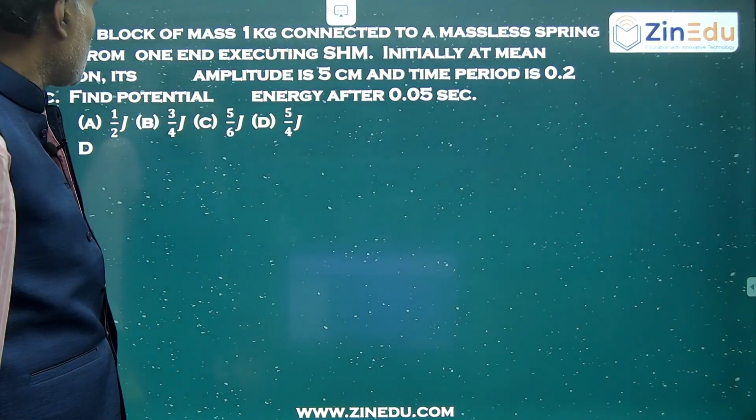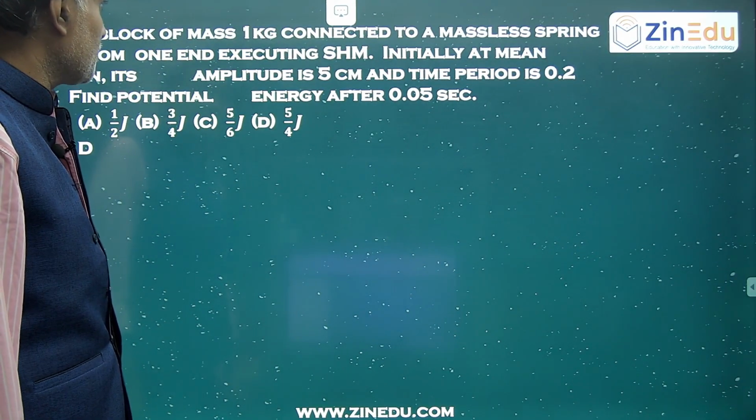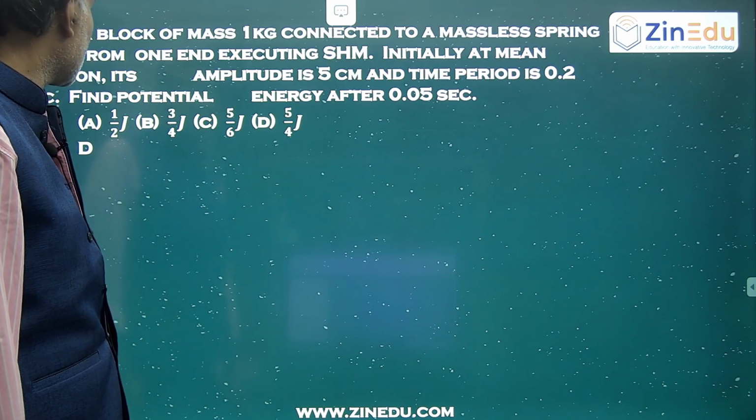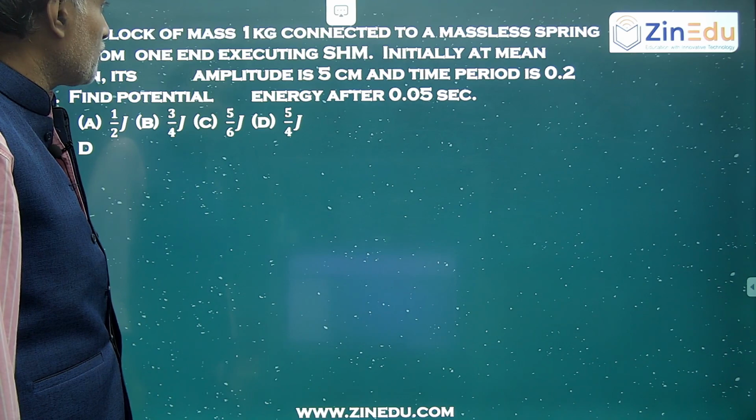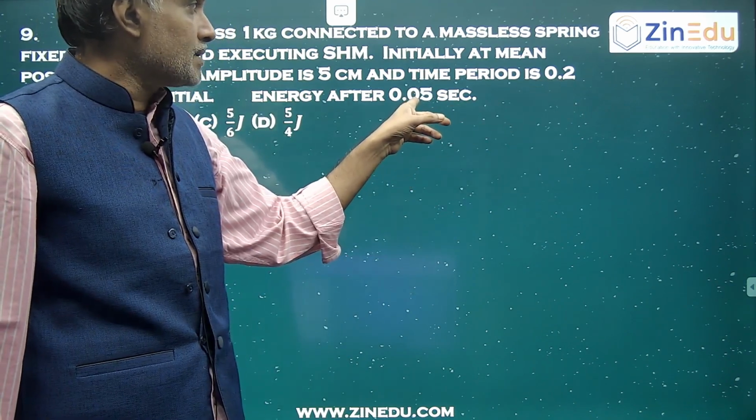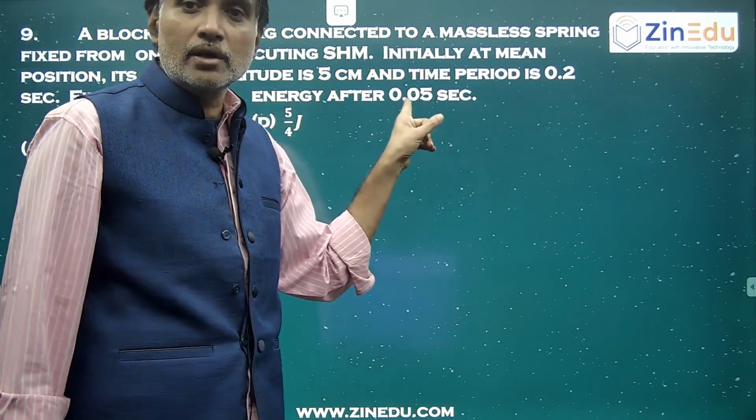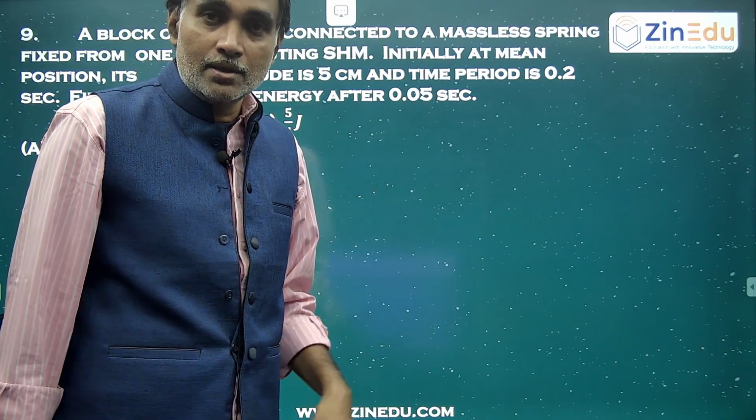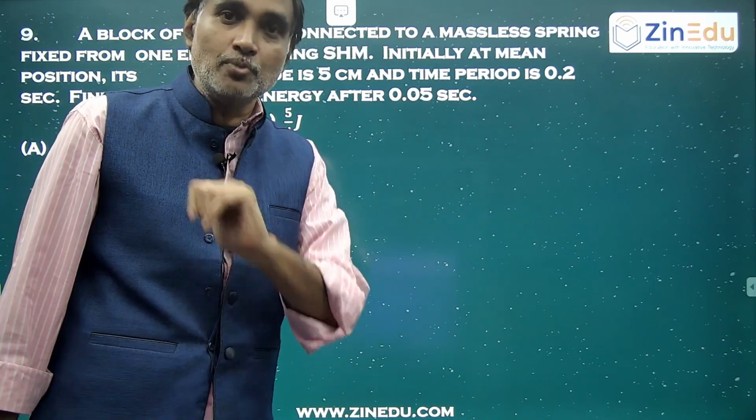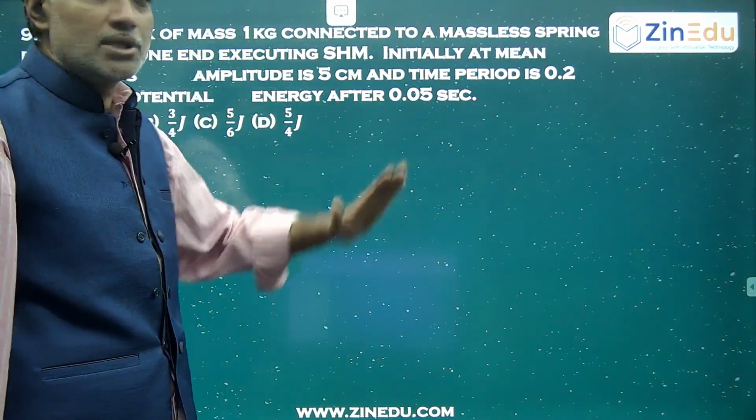9th question. A block of mass 1 kg connected to a massless spring at one end performs SHM with amplitude 5 centimeters and time period 0.2 seconds. Find the potential energy after 0.05 seconds. Time period is 0.2 seconds, and 0.05 seconds they are asking. 0.2 by 4 is 0.05, that means T by 4. So after T by 4 seconds from the mean position, it will be at the extreme position. Potential energy at the extreme position they are asking.